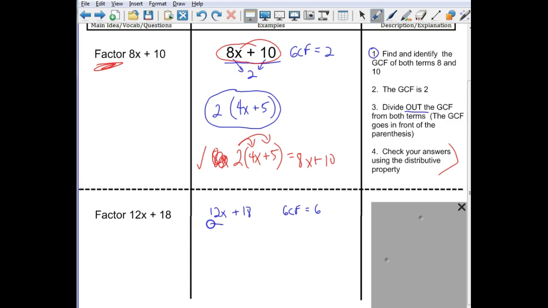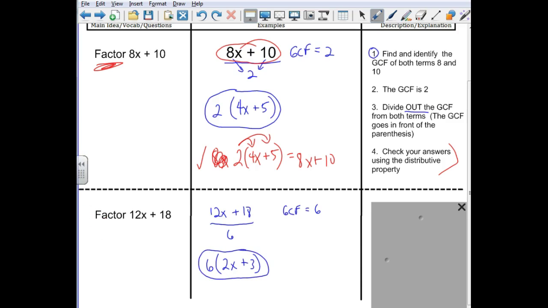So we divide out the greatest common factor. We put the greatest common factor in front. 12 divided by 6 would be 2. Don't forget the x. That's really important. 18 divided by 6 is 3. There's your answer right there.